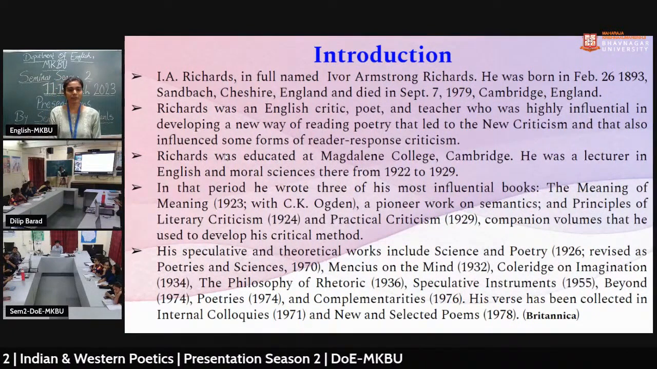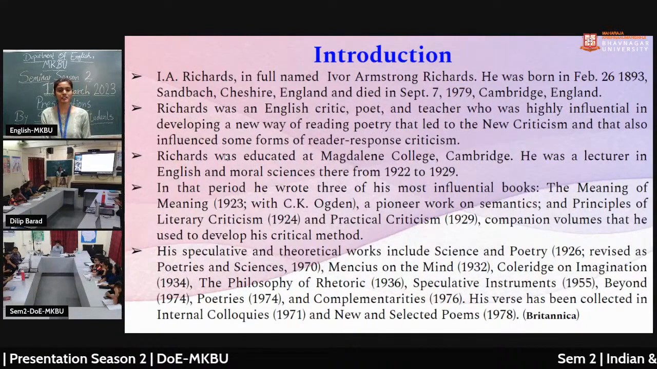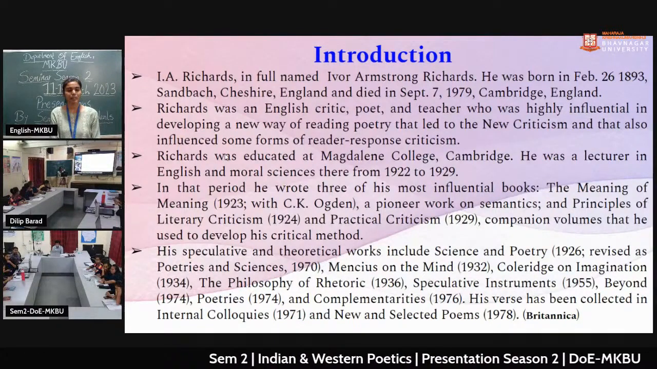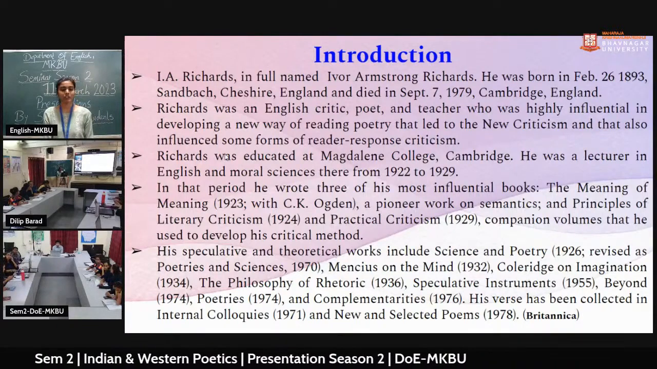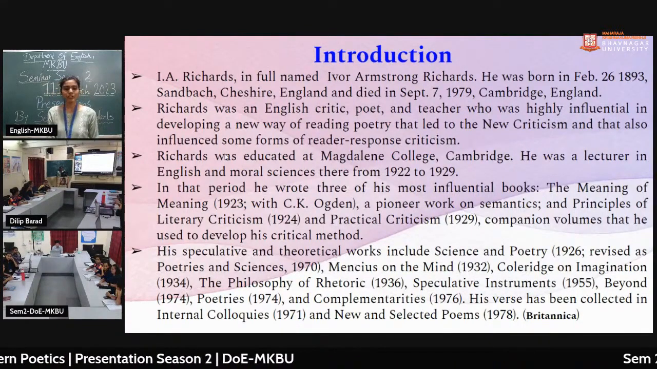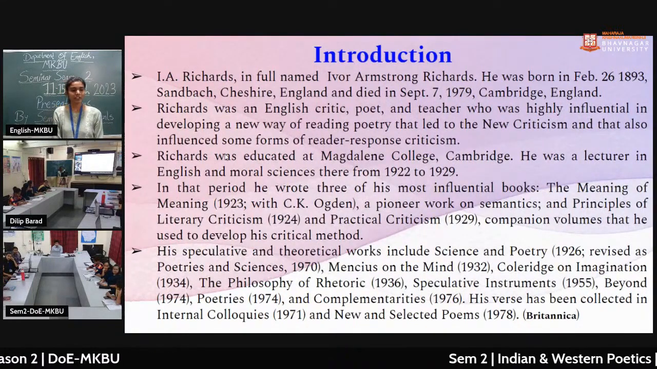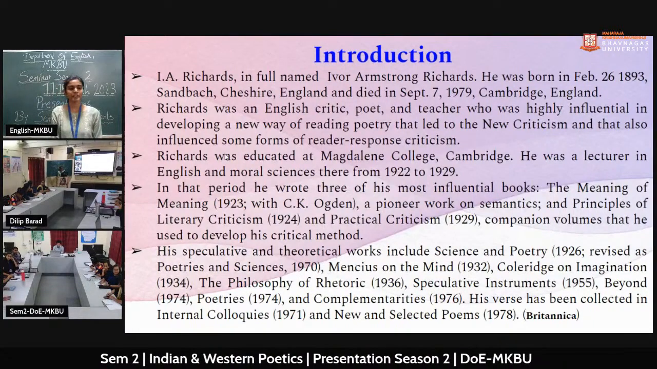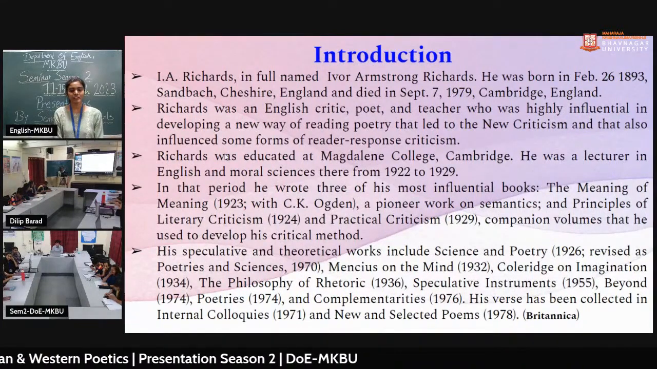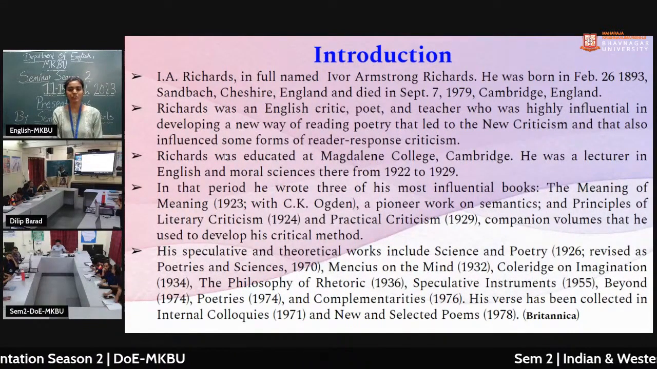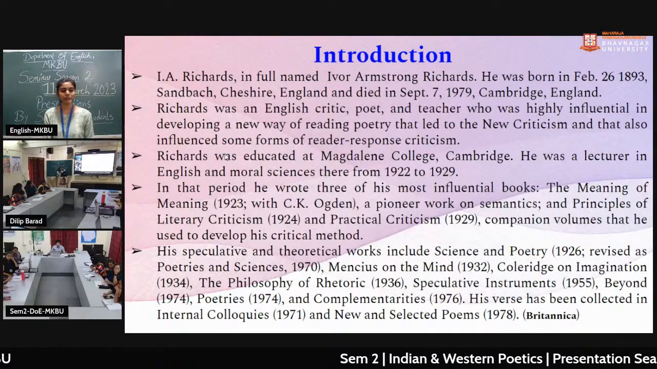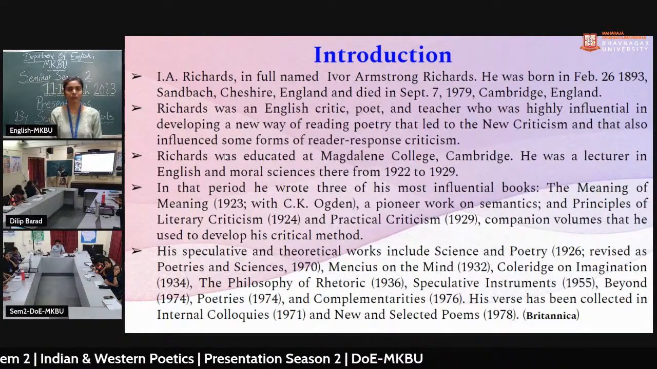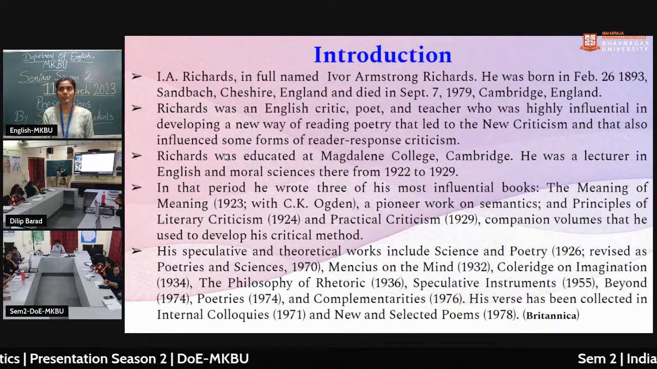Richards was educated at Magdalene College, Cambridge. He was a lecturer in English and moral sciences there from 1922 to 1929. In that period, he wrote three of his most influential books: The Meaning of Meaning in 1923, a pioneer work on semantics, and Principles of Literary Criticism in 1924, and Practical Criticism in 1929, companion volumes that he used to develop his critical method. Ivor Armstrong Richards was a modern writer of the 20th century.